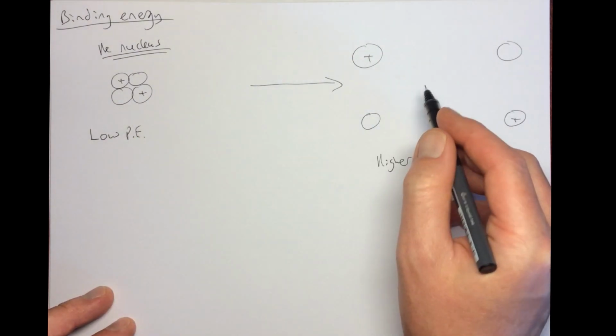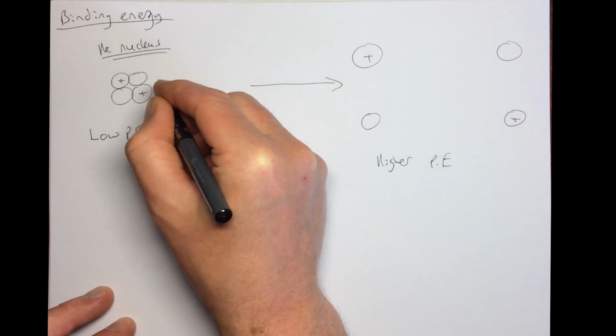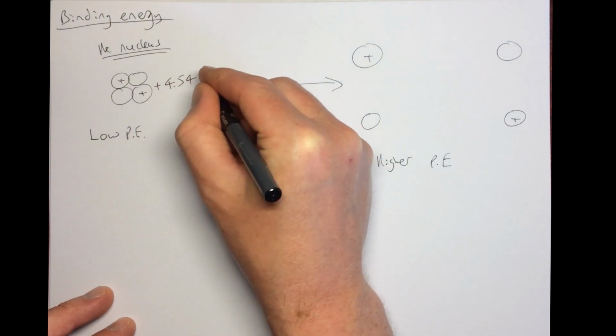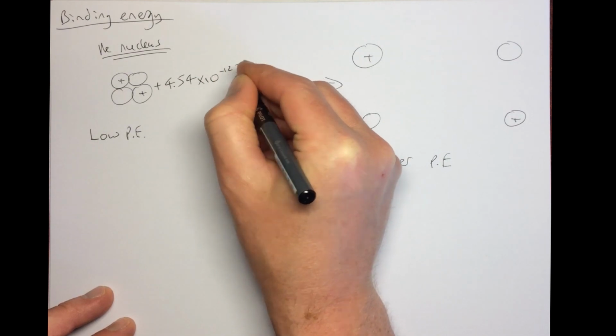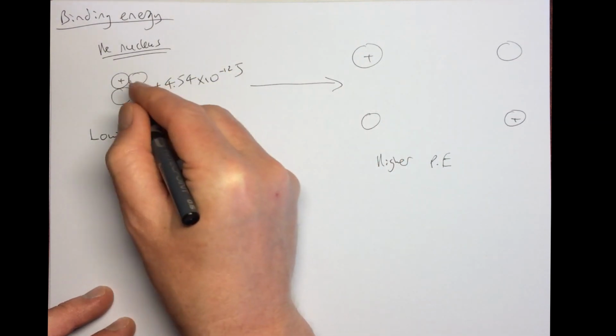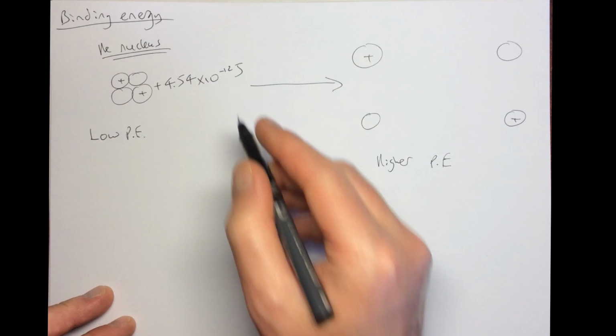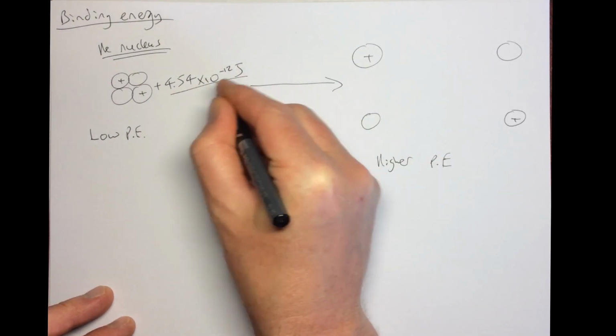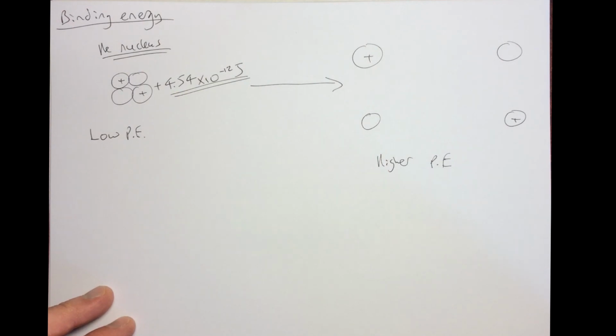So to get from here to here, I have to input some energy. And the amount of energy I need to input, we worked out before, it's 4.54 times 10 to the minus 12 joules. That's the energy required to pull this nucleus apart, to overcome the strong force, so that the nucleons will be separated from one another. This is the binding energy. Okay? It's the energy required to dissociate the nucleons from one another.